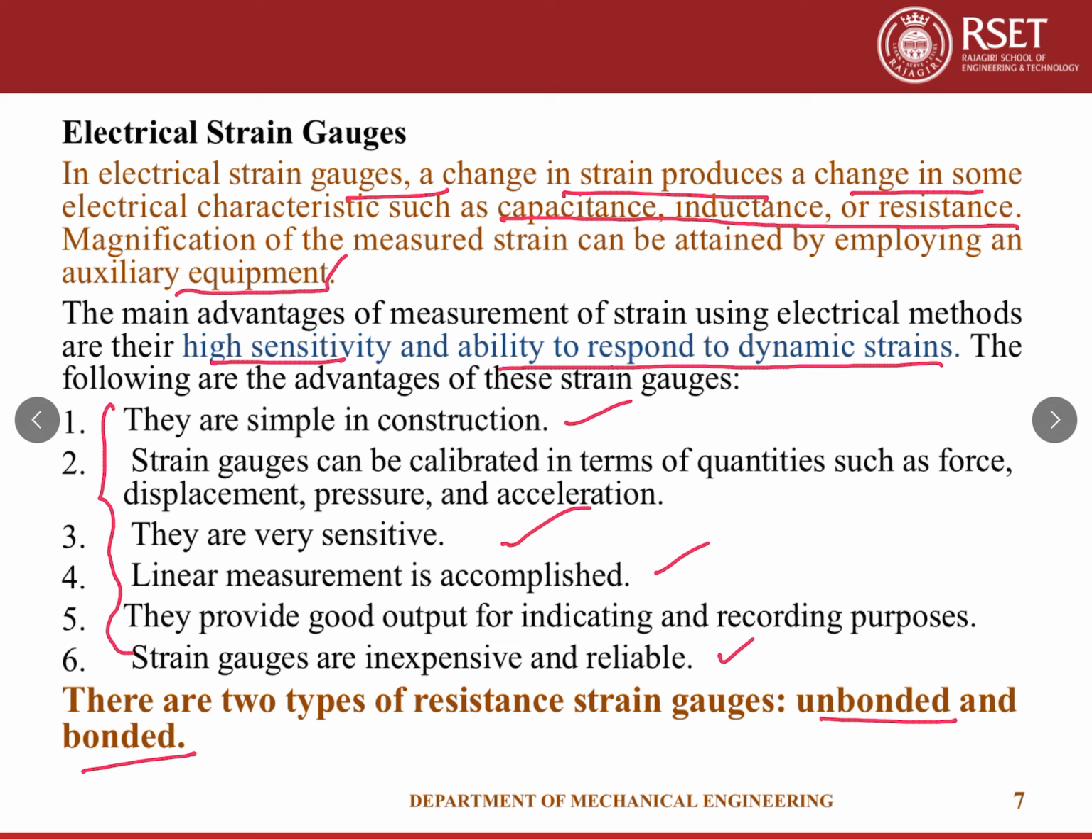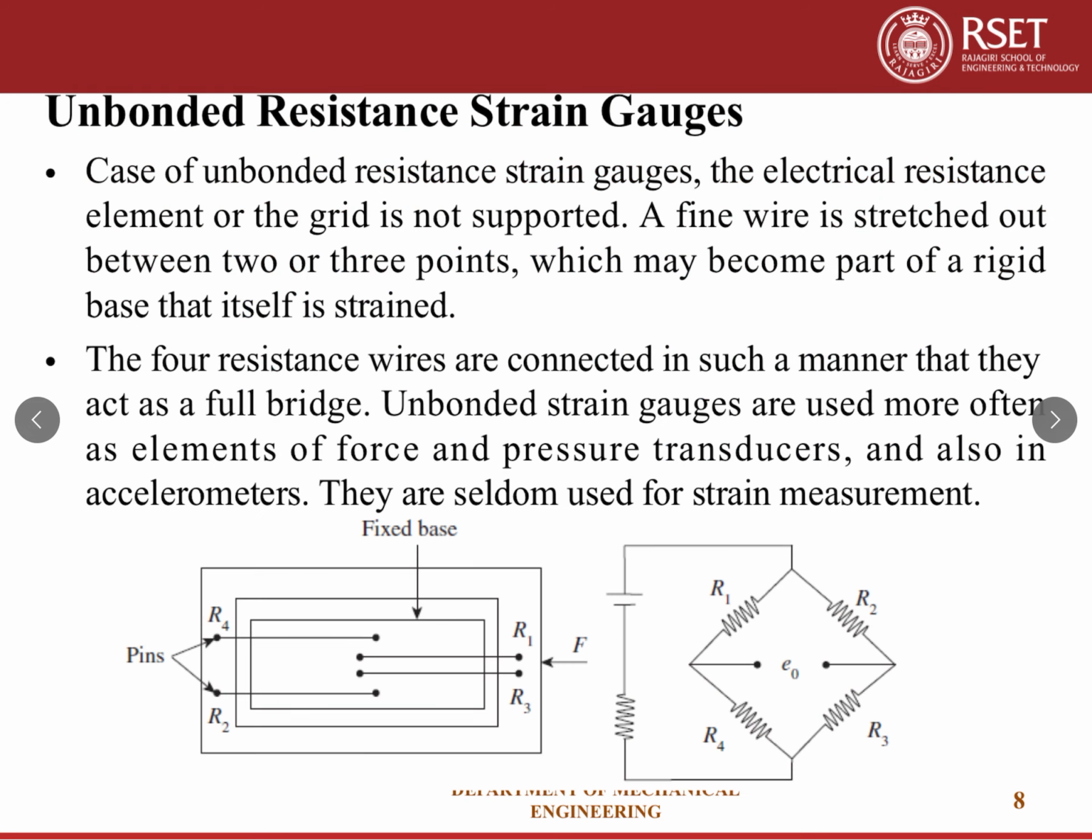Unbonded strain gauge and bonded strain gauge. First is the unbonded strain gauge. In the case of unbonded resistance strain gauges, the electrical resistance element or grid is not supported. A fine wire is stretched out between 2 or 3 points, which may become part of the rigid base that itself is strained.